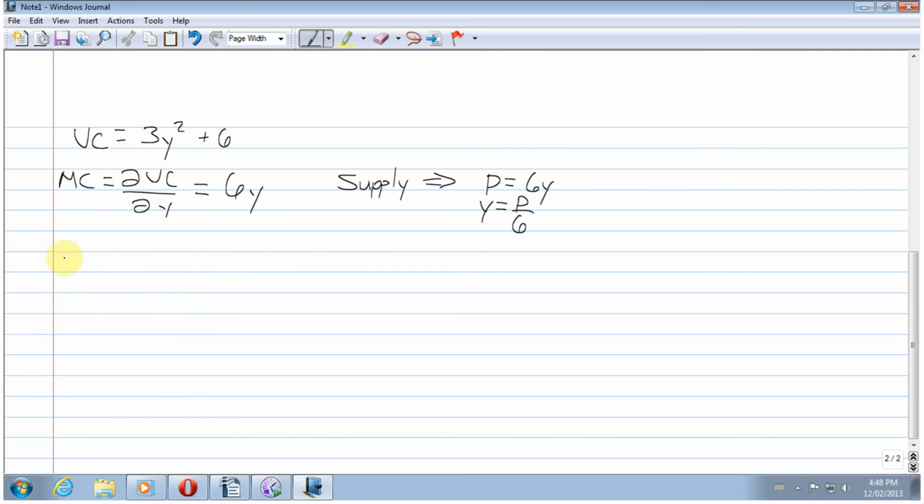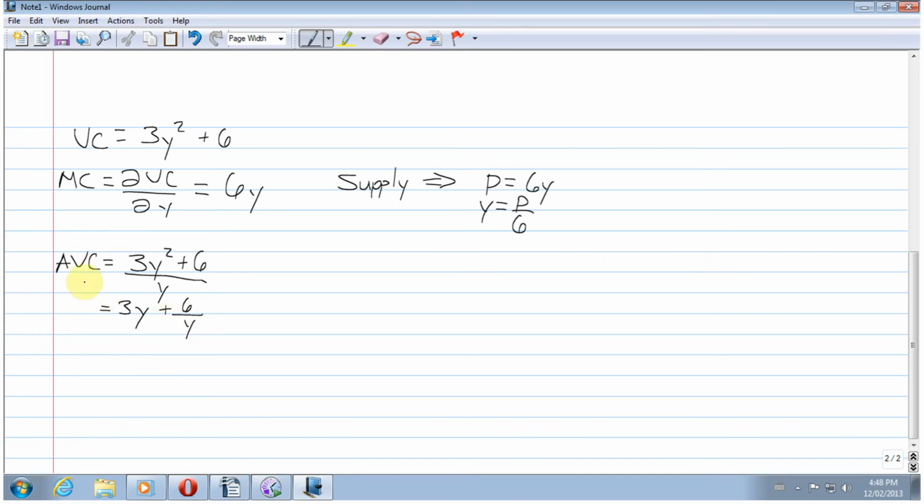Okay, so now we need to look at average variable cost, and since I did it with the inequality route last time, I will do it with the minimum value of average variable cost route this time, just so you can see what's happening. So this is variable cost over y, which is 3y plus 6 over y.